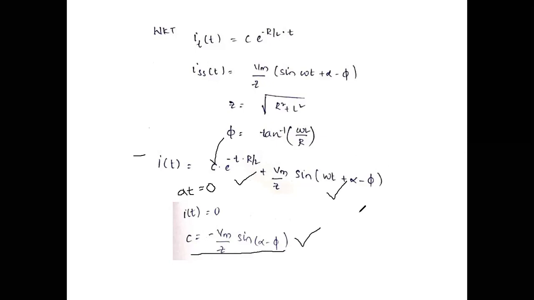So you can substitute this in this equation. C is equal to minus Vm by Z into sine of alpha minus phi. You can substitute this in this equation. Please note down these things.